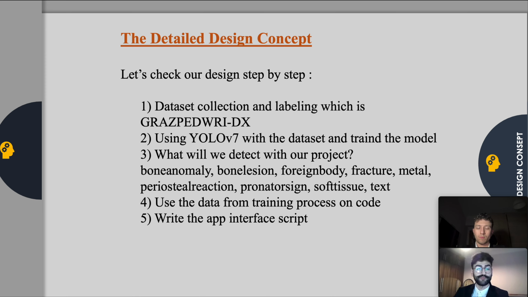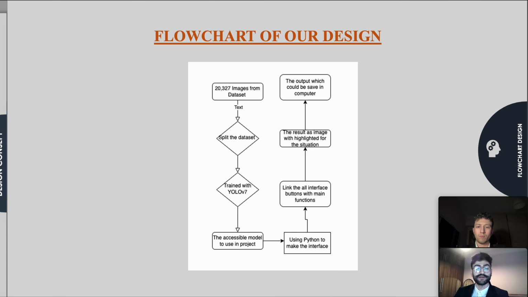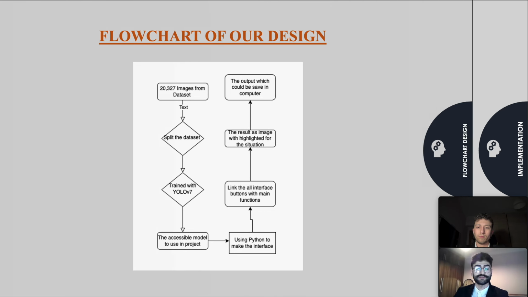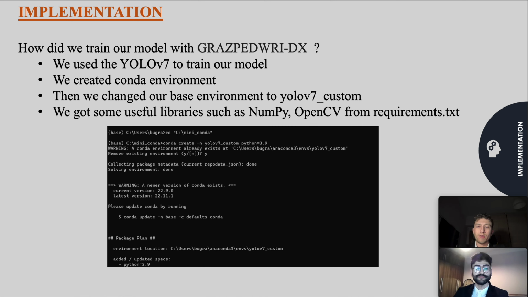They are types of bone illness. Then we use the pre-trained model in our Python script. And finally, we created our app interface with the necessary libraries. And you can see the flowchart of our final design project. We explained the steps on the last page. The next step we are going to talk about is how we implement the project.